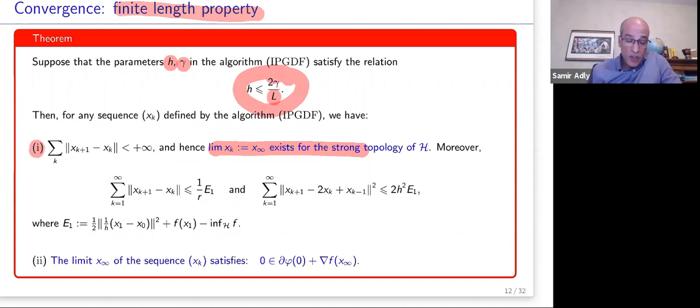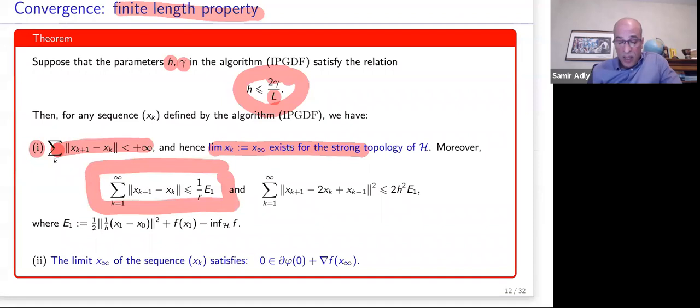Then the first condition that we have here is the finite length property, meaning that the series of norm xk plus 1 minus xk is finite. This is a very interesting property because it implies automatically that the sequence xk will converge with respect to the strong topology in H. We can show more in the paper, that this series is dominated by 1 over R times E1, where E1 is the Lyapunov energy that you have here.